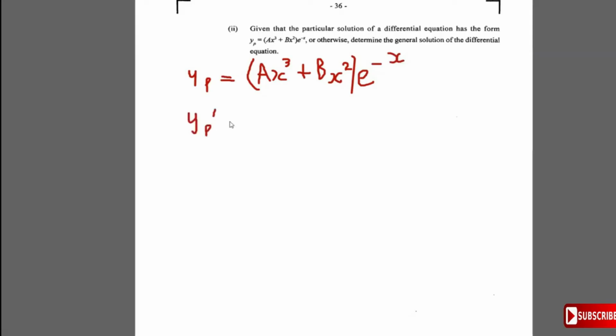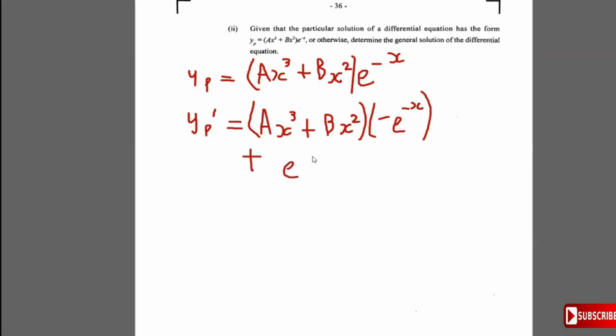yp prime. To find yp prime, we're going to use product rule to differentiate this. So we keep the first, so we write back our ax cubed plus our bx squared. Then we multiply it by the derivative of the second. When we differentiate e to the minus x, we get minus e to the minus x, plus we keep the second, which is e to the minus x, multiplied by the derivative of the first. The derivative of the first is 3ax squared plus 2bx. Nice.